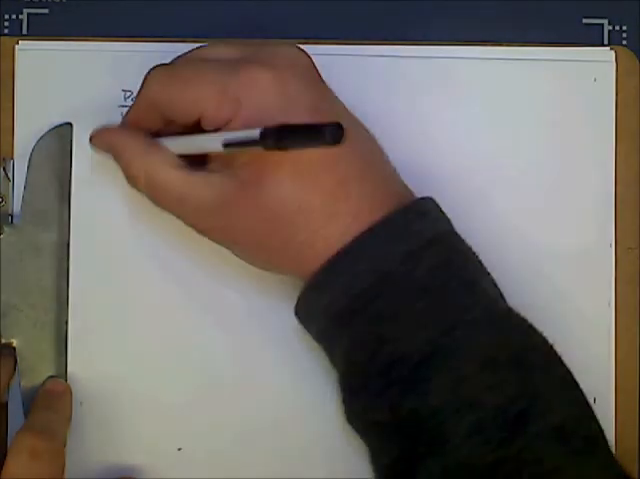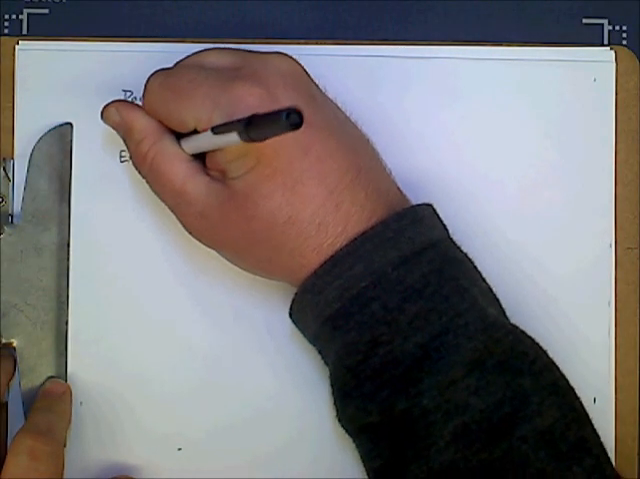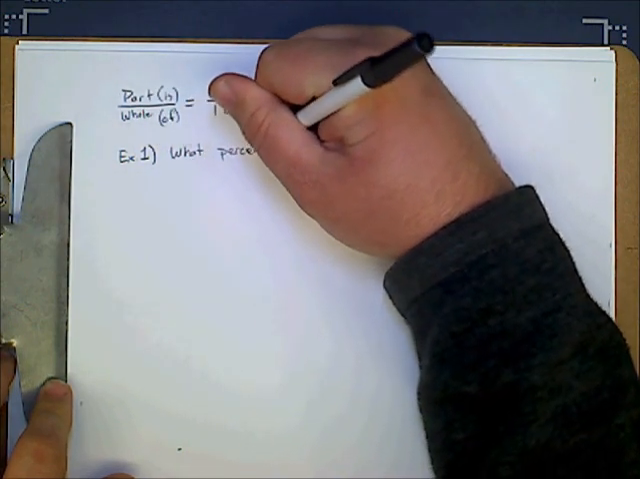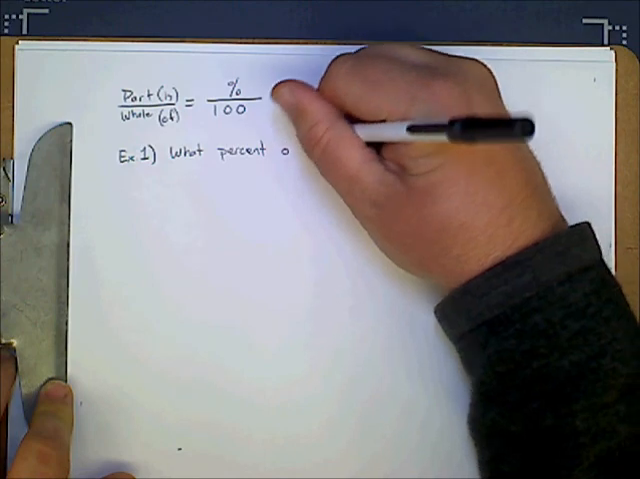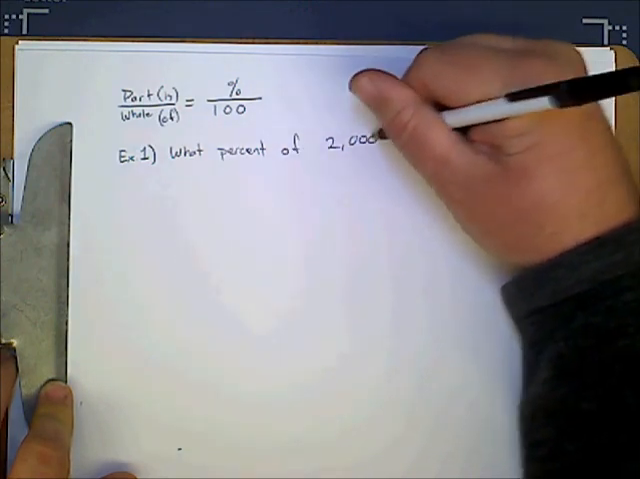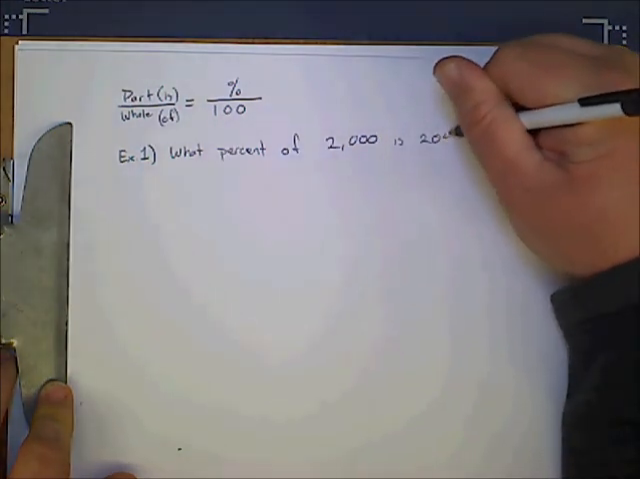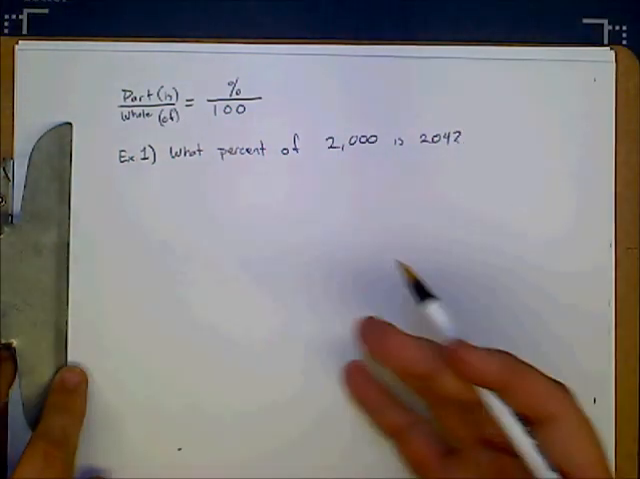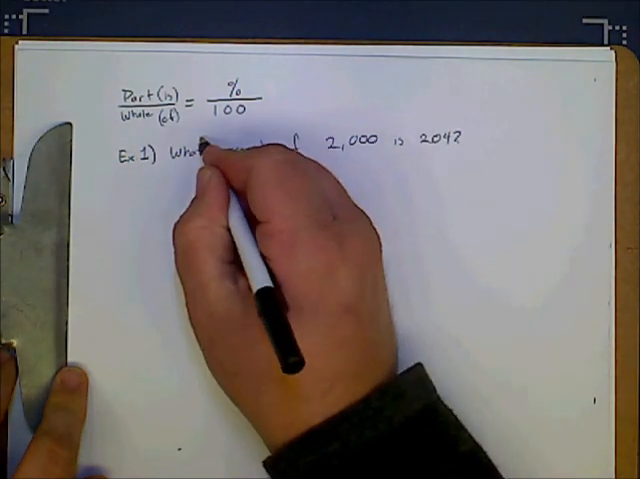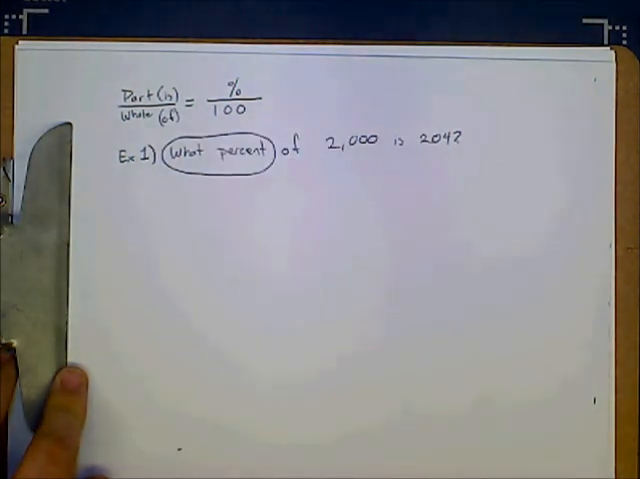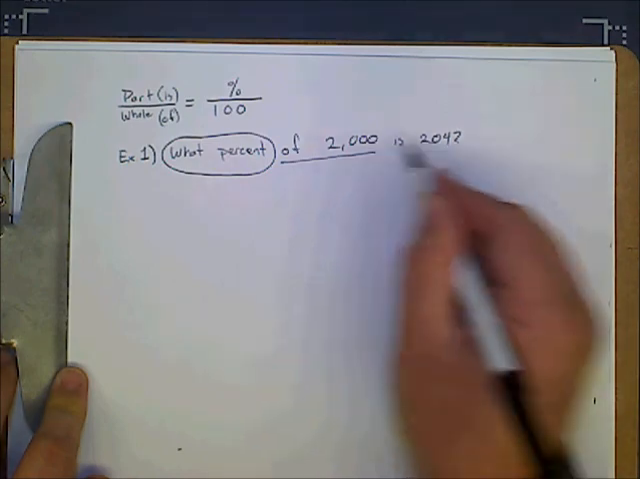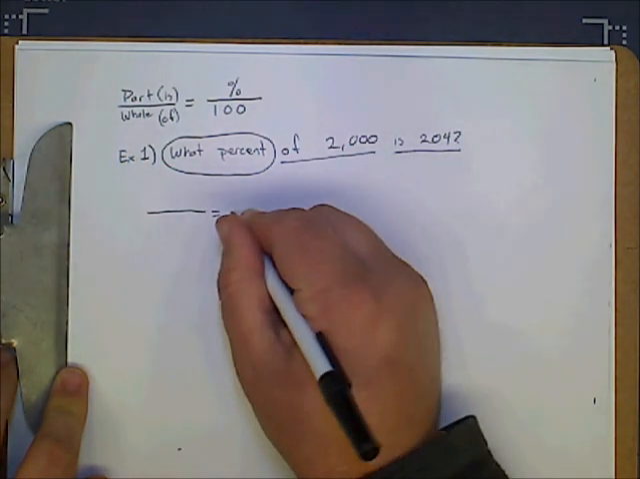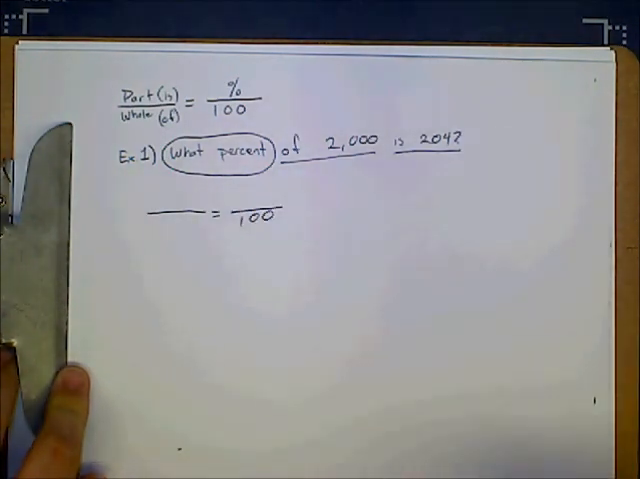Now, a common problem we might face might be one that asks to find the percent of a number when another number is such and such. For example, example 1 says, what percent of 2,000 is 204. Now, our first step we're going to go through here is find out what the question is actually asking.